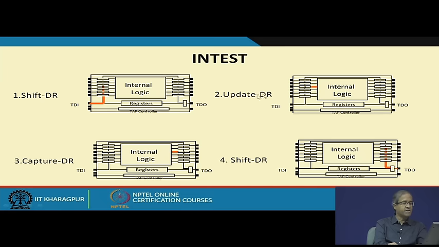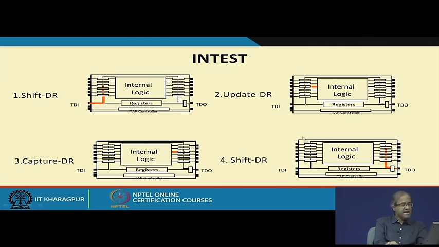Once these are applied, you go to the update DR mode, meaning whatever is there in the first flip flop will get saved in the second flip flop, and now they will be available as input to the internal logic. So, the internal logic will do some computation based on the applied input, and after the computation is done, you activate the capture DR signal. The output will get captured on the first flip flop of the boundary cells.